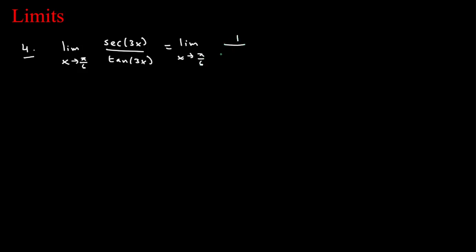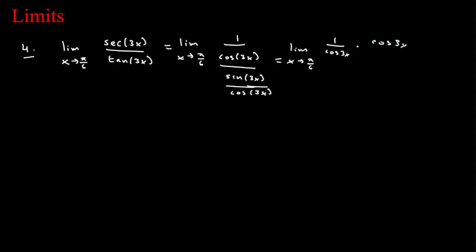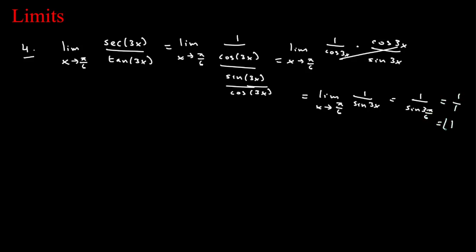Secant is just 1 over cosine, so 1 over cosine 3x. And then we know that tan is sine 3x divided by cosine 3x. And look, we have terms that sort of cancel out, right? Because this is basically the same thing as limit as x tends to pi over 6 of 1 over cosine 3x times cosine 3x divided by sine 3x. And this cancels out. So this is just the same thing as limit as x tends to pi over 6 of 1 over sine 3x, which is equal to 1 over sine 3 pi by 6, which is just pi over 2, which is just 1 over 1. And that gives you your final answer of 1.